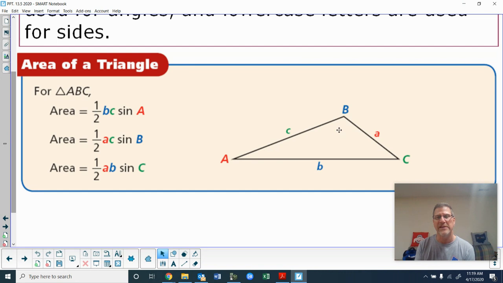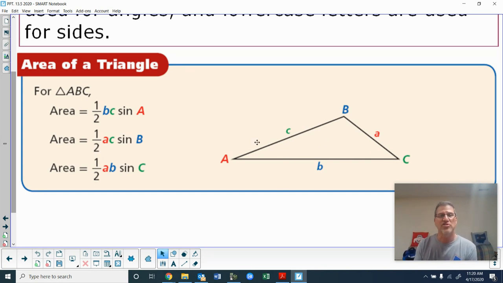Remember, the three angles of a triangle always add up to 180. So if you know two of the angles, I would always find that third angle right away if you need it. Add the two angles that you have, subtract from 180, and that'll give the missing angle.